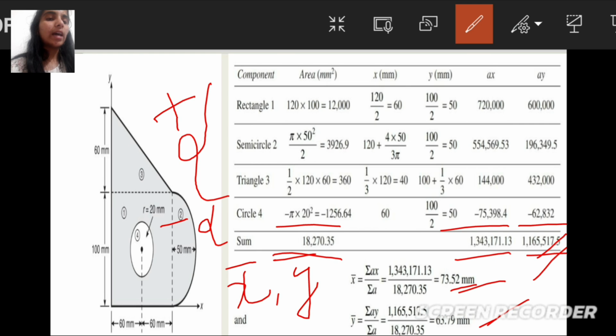We got the answer of x bar and the y bar. Hope you all understood this problem.